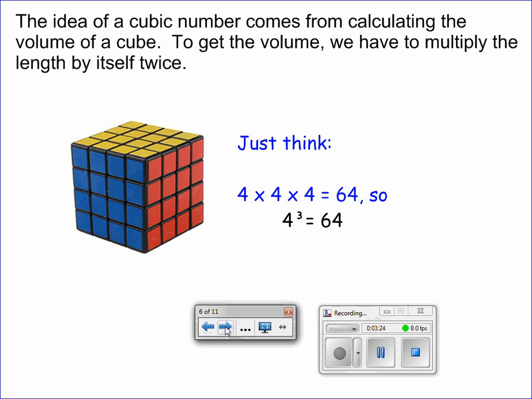Okay, and the idea of a cubic number comes from calculating the volume of a cube, like this Rubik's Cube that you see in the diagram. To get the volume, we have to multiply the length by itself twice. Okay, so looking at this example here, we've got 4 by 4 by 4. So 4 times 4 times 4 equals 64, but we can rewrite that as 4 to the power of 3 equals 64.